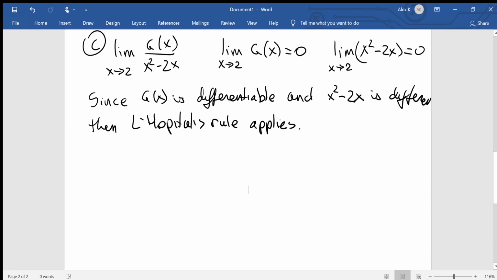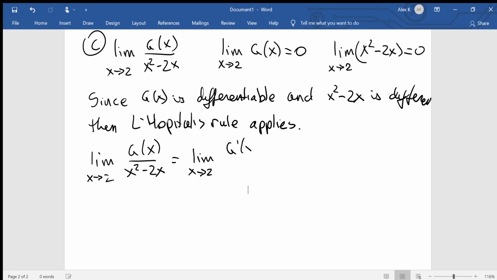So that would require us to do what? So we know that the limit as x approaches 2 of g of x over x squared minus 2x. We take the derivative of the numerator, which is going to be g prime of x. We take the derivative of the denominator, which is 2x minus 2. Right, and now substitution is fine. The numerator is going to give us negative 4, the denominator will give us 2, and the answer is going to be negative 2. Okay.